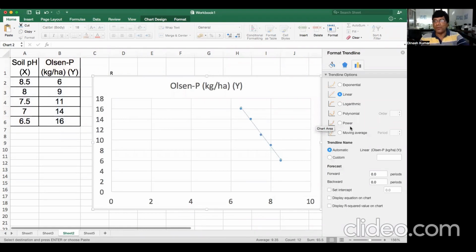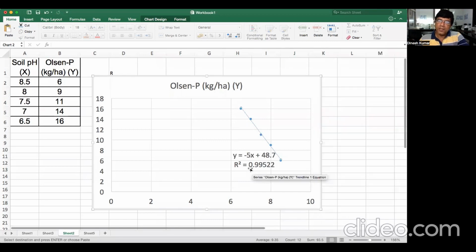So you need not to worry about it. Just go to linear, display equation on chart, this. And then it is over. Now you see R square is very high, 0.995. It is good. And this is the equation.